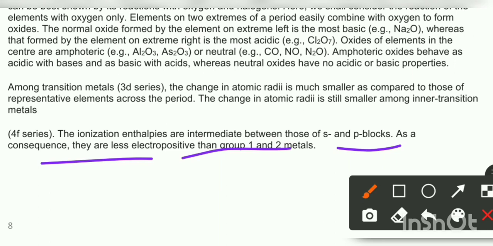So as we move from left to right, we have observed what kind of properties change. These are not all important for your theory exam, but all of it is important for your competitive exams, so all of you give concentration to these things. Okay, thank you for watching.